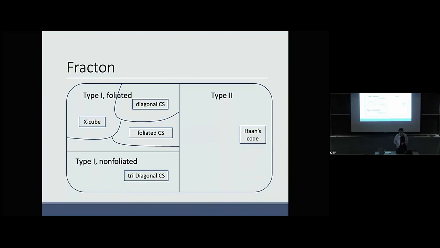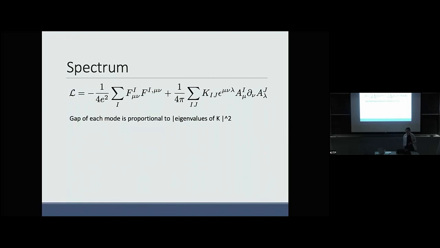So this is just showing how the Chern-Simons theory gives us a bunch of very different examples within the fracton framework. How much time? Okay, but let me just very quickly go through the second part, about the gapless version of these infinite Chern-Simons theories.